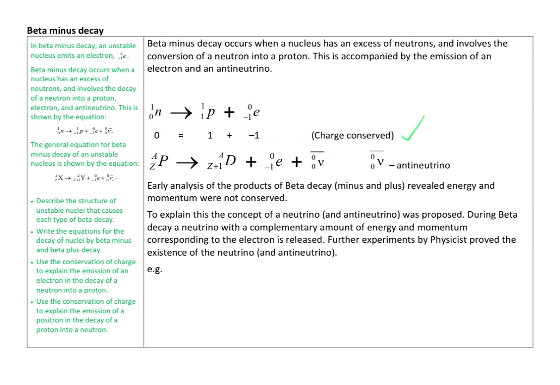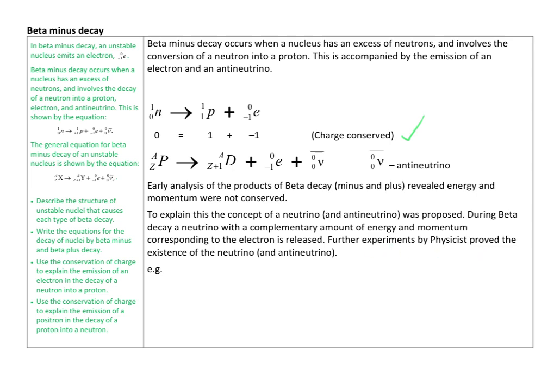However, there's a little bit more to the story. Early analysis of the products of beta decay, both minus and plus, which we'll talk about in the next slide, revealed energy and momentum was not conserved. So they couldn't explain where all the energy and momentum went. Don't stress too much about what they are at the moment. We talk more about them later in the year. To explain this, the concept of a neutrino and an antineutrino was proposed. During beta decay, a neutrino with a complementary amount of energy and momentum corresponding to the electron is released.